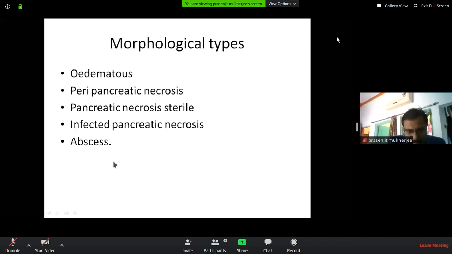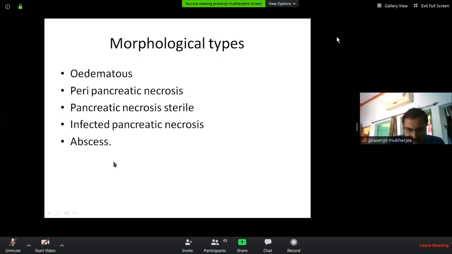Now, peripancreatic necrosis. Here, peripancreatic tissues may be necrosed. There is widespread necrosis of the peripancreatic fat tissue, but there is no obvious pancreatic necrosis here. Next is pancreatic necrosis, but at this initial stage, it is a sterile necrosis, acute inflammation without any infection. If you take a culture from the pancreatic necrosis tissue, the culture will be negative at this stage.